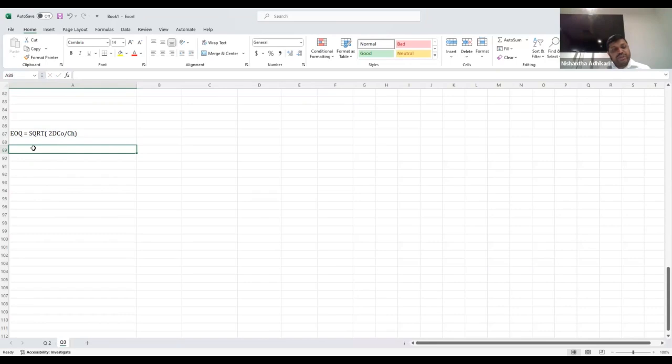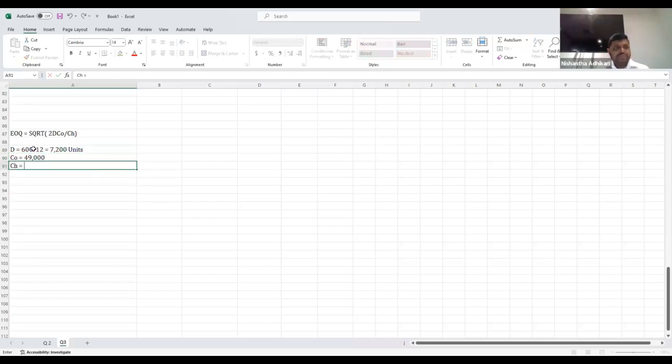Now, demand D equals 600 into 12, 7,200 units. Cost of ordering, it was there, 49,000. CH, cost of holding. How to find it out? 400 given, 400 rupees plus cost of holding.